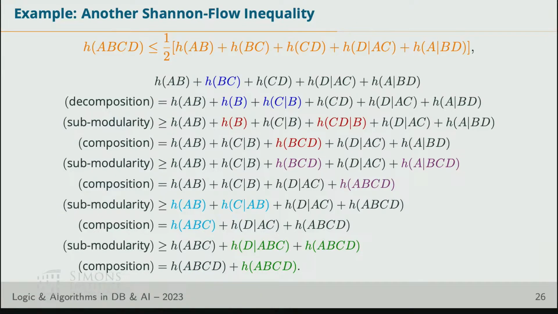Maybe I didn't quite understand the question, but there may be valid inequalities that are not provable via decomposition, submodularity, and composition? Well, we have a theorem that shows that you can always come up with that, but it's not an obvious result.